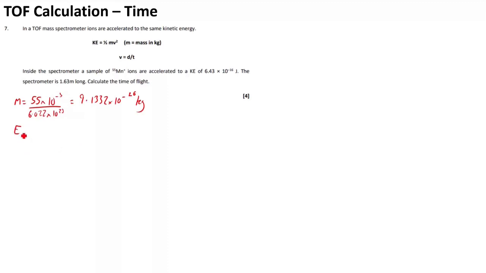So that's our mass. We then want to put it into the kinetic energy equation to work out velocity. But again, we're going to work out v squared rather than v, because that means there's one less step in this calculation, so we're less likely to make a mistake in the calculation when we're typing into the calculator.